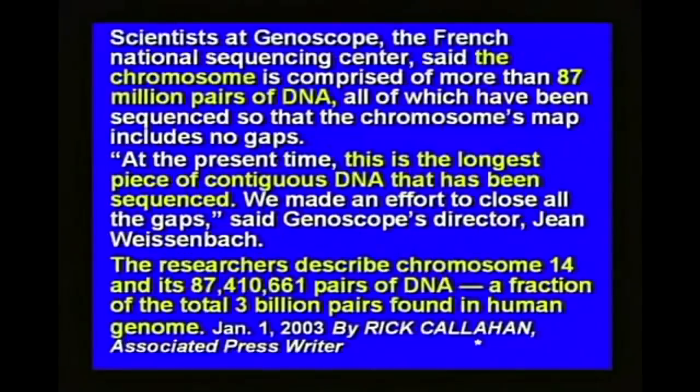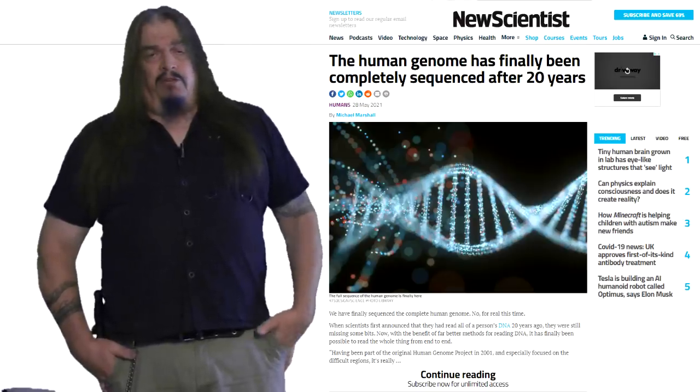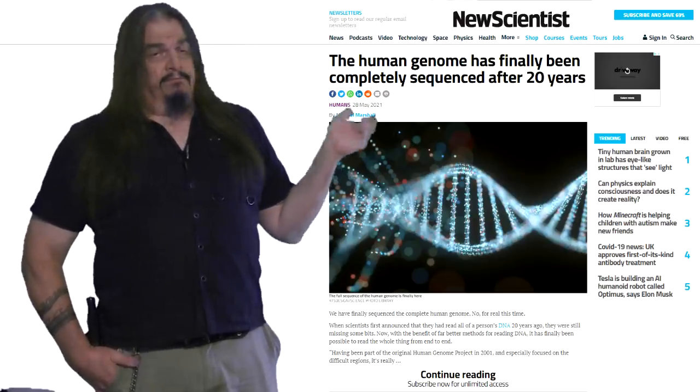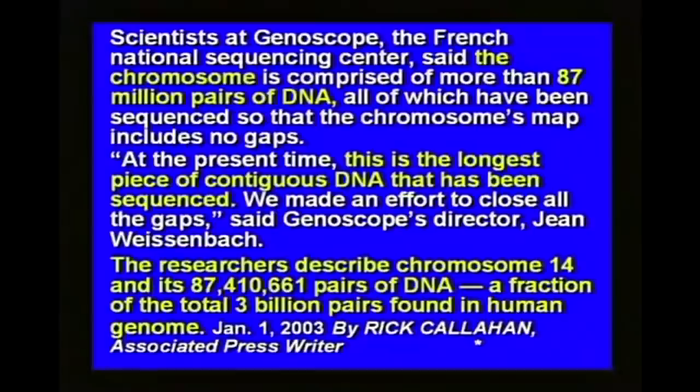If somebody tells you they have mapped the entire human genome, you tell them Kent Hovind said they're mistaken or they're lying. Okay? They've only mapped a small percentage. Okay? Remember that the preacher said this back in 2005. Then it says, the French National Sequencing Center said the chromosome is comprised of more than 87 million pairs of DNA, all of which have been sequenced, so the chromosome's map includes no gaps. This is the longest piece of contiguous DNA sequenced.